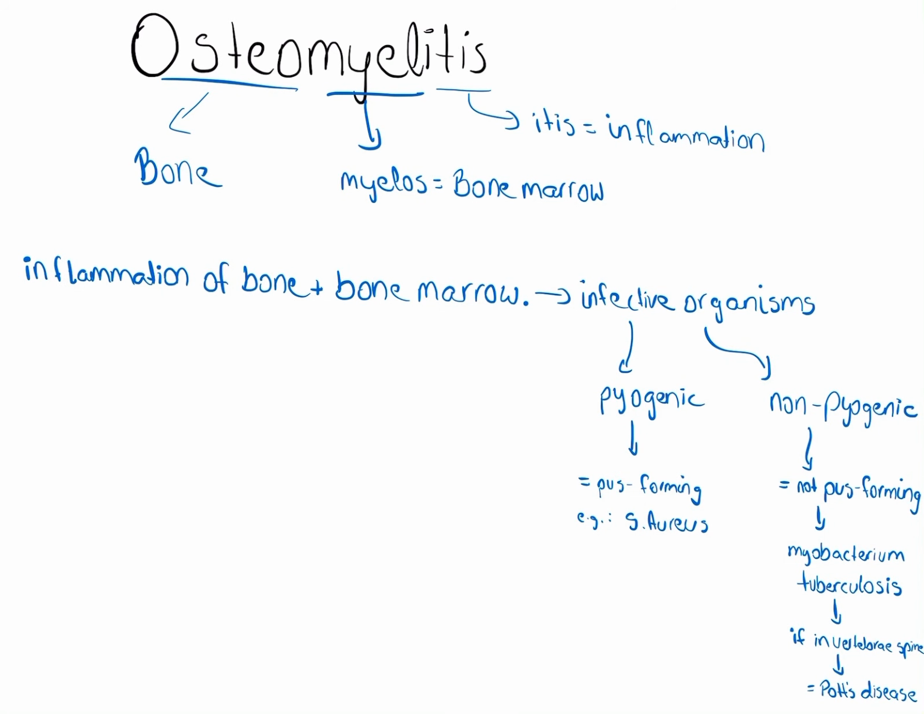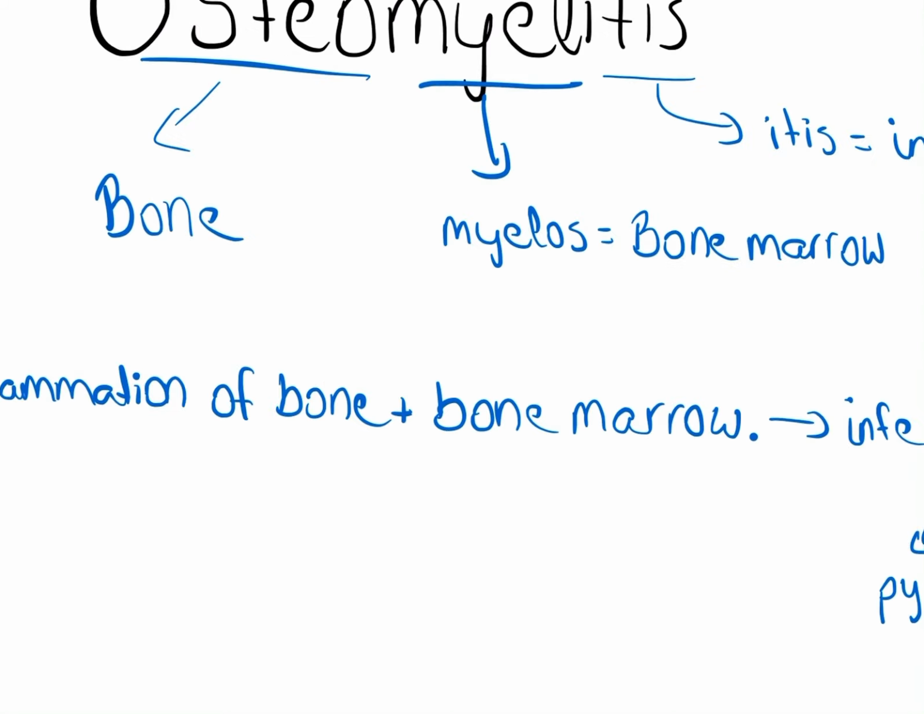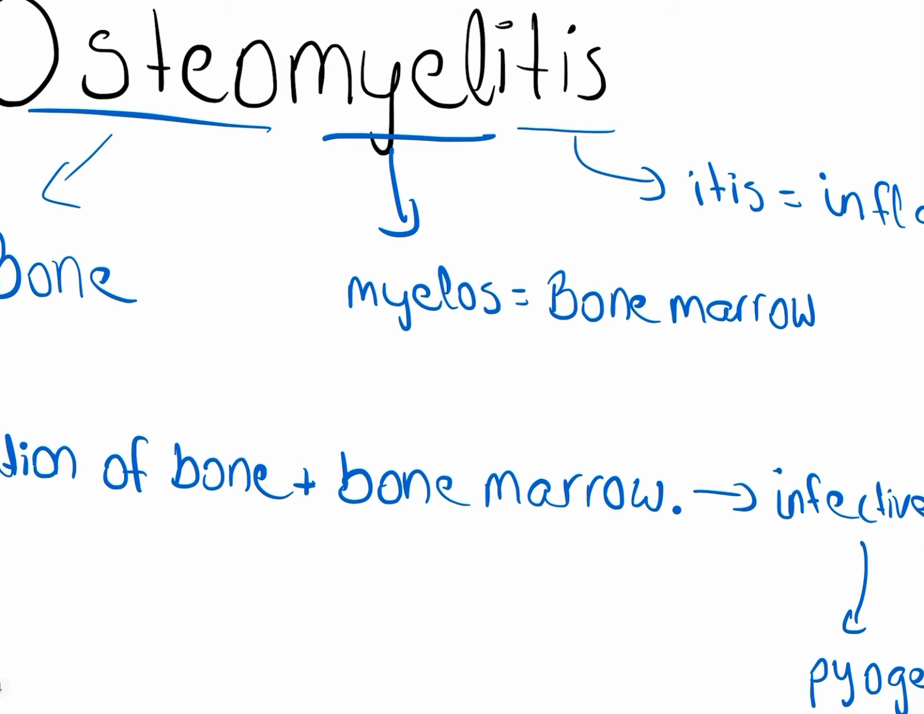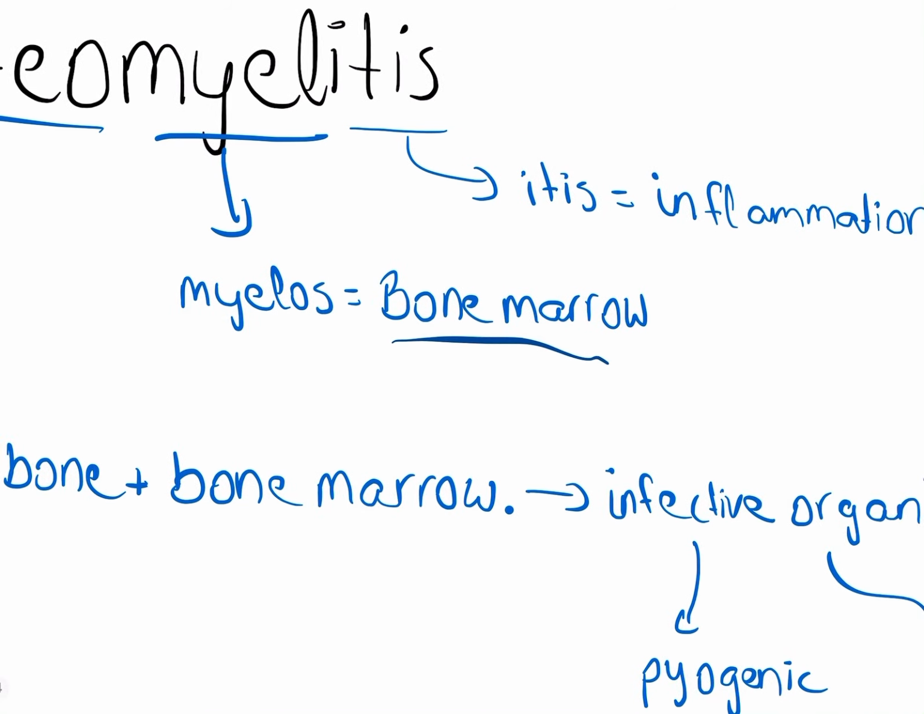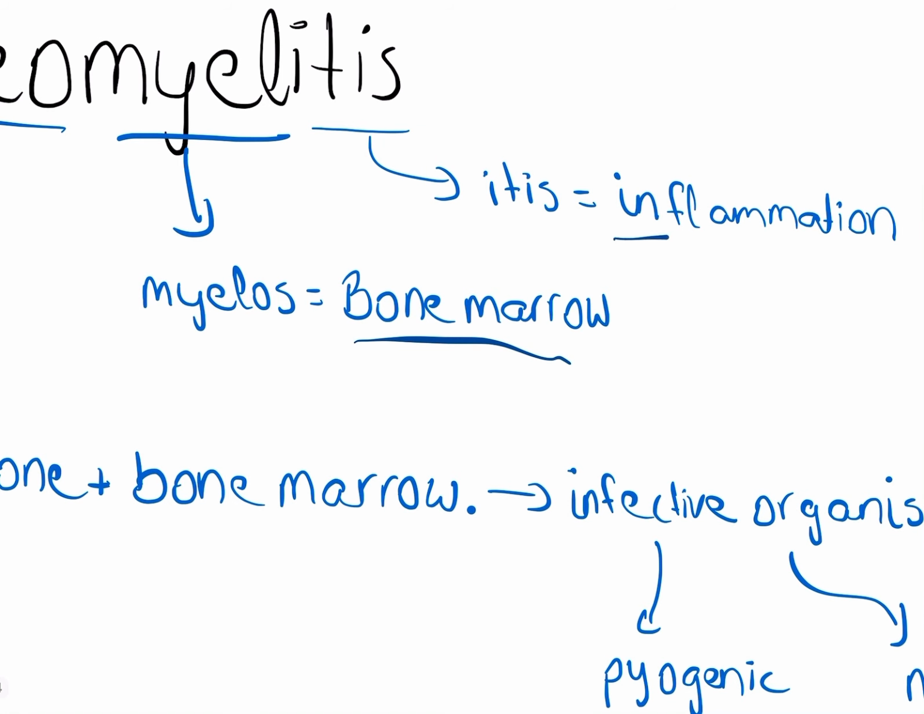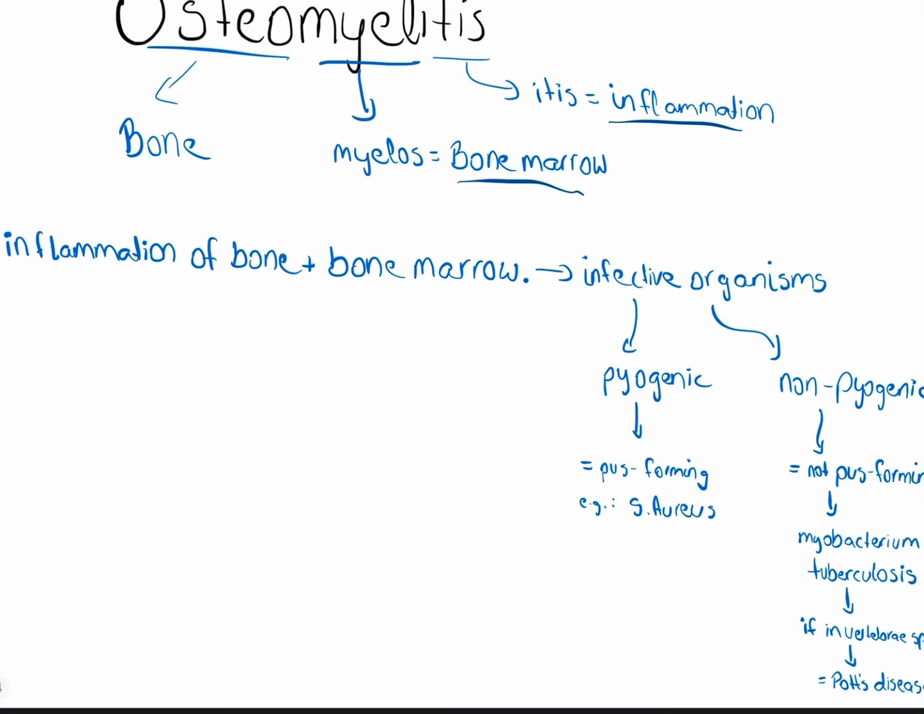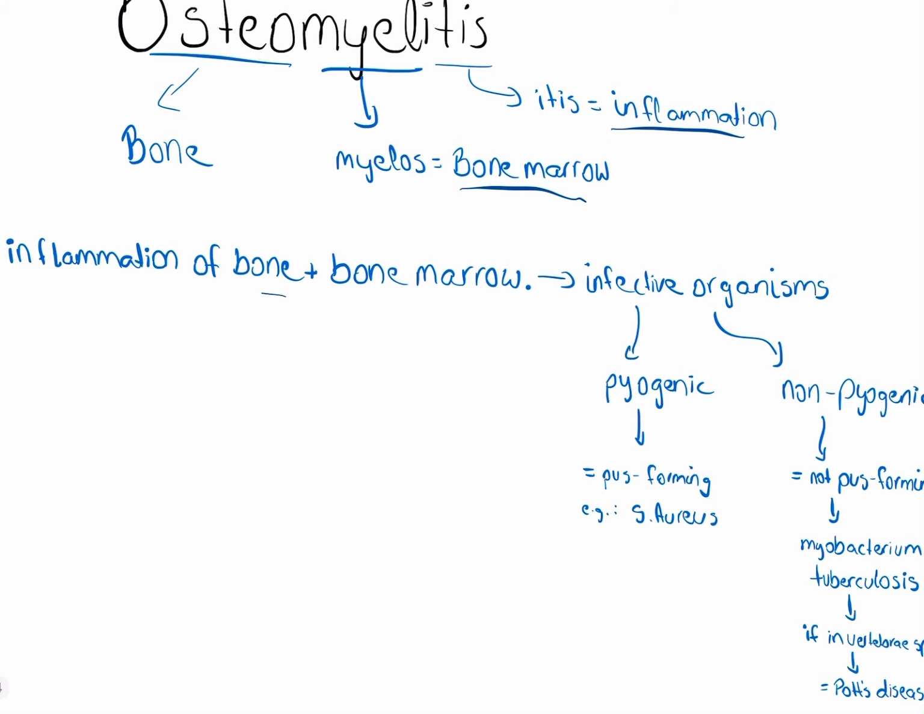Today I'm going to explain osteomyelitis. Osteo stands for bone. Myelos stands for bone marrow. And itis stands for inflammation. So what we have is an inflammation of the bone and bone marrow together.